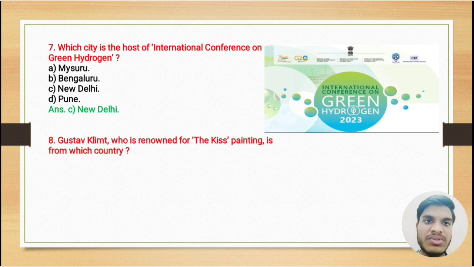Eighth one, Gustav Klimt, who is renowned for The Kiss painting, is from which country? Option A, Austria. Option B, France. Option C, Greece. Option D, Russia. And the answer is option A, Austria.